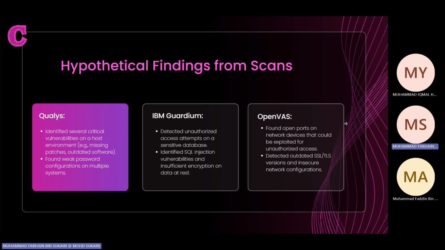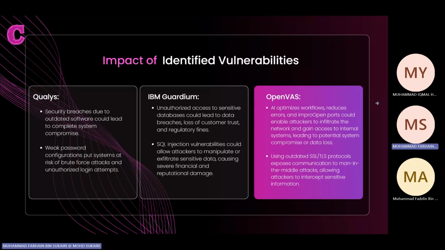Additionally, outdated SSL and TLS versions were detected, which may allow an attacker to intercept and decrypt secure communication. Next, I will move to the impact of the identified vulnerabilities. The first one is Qualys. The vulnerabilities identified by Qualys could lead to a serious security breach. The outdated software could be exploited, which will let an attacker compromise the entire system. The weak passwords are also a major concern, as they could lead to unauthorized access via brute force attack.